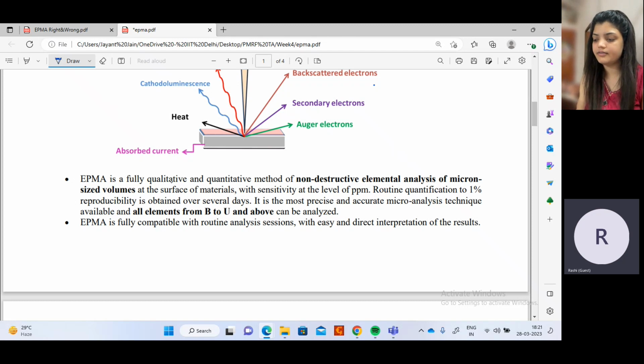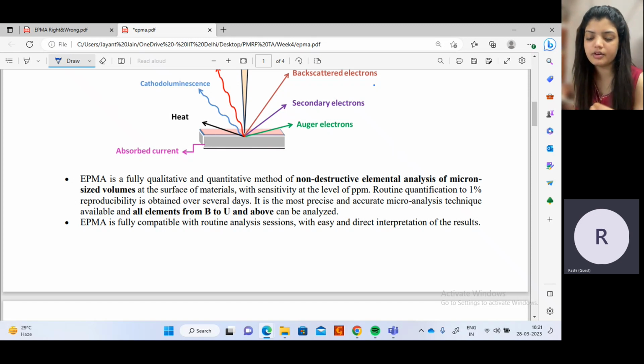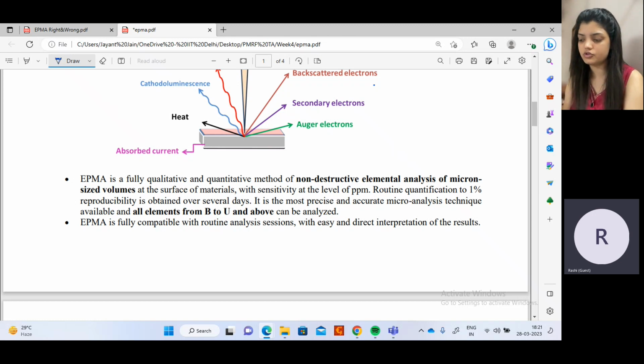EPMA is a fully quantitative method of non-destructive elemental analysis in micro-sized volumes at the surface of the material, with sensitivity to the level of ppm. You will be able to identify it even at nano level, especially when there is a thin film deposited on the micro sample. You can cross-section and examine properly, and find out the elemental composition at nano level or ppm level. That is the main advantage in EPMA, as I was telling previously as well.